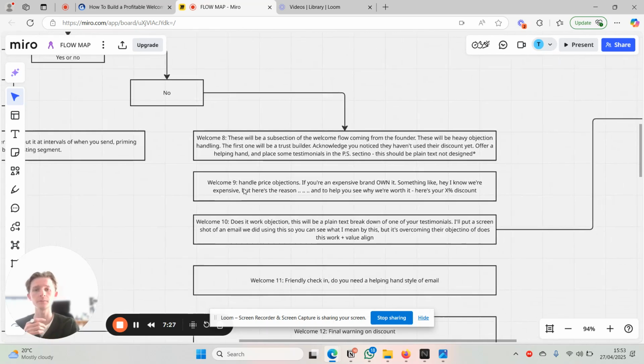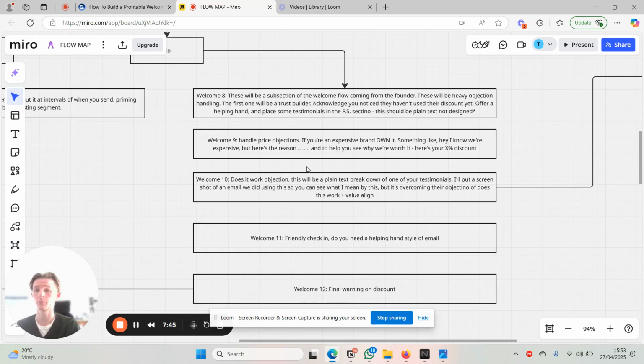If they haven't bought already, then this part is going to be plain text heavy objection handling. So the first one is basically going to be just checking in, like, I see you haven't used your discount, is there anything I can help with? In the PS section, testimonials. Again, plain text, not designed. These ones need to feel personal, like you're checking in, like you basically care about them.